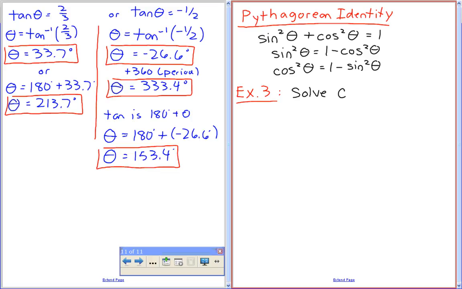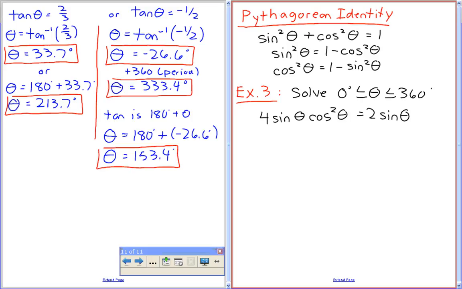Example 3 says solve, for 0 degrees less than or equal to theta less than or equal to 360 degrees, 4 sine theta cos squared theta equals 2 sine theta. Okay.